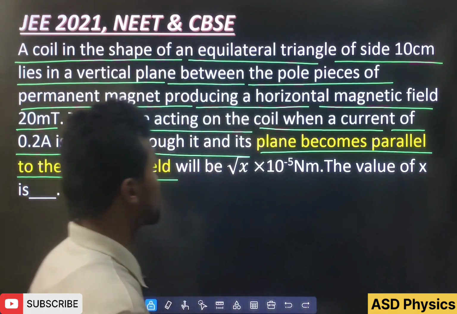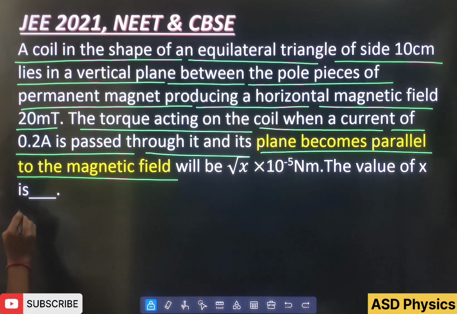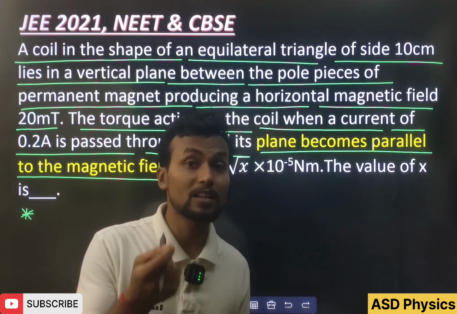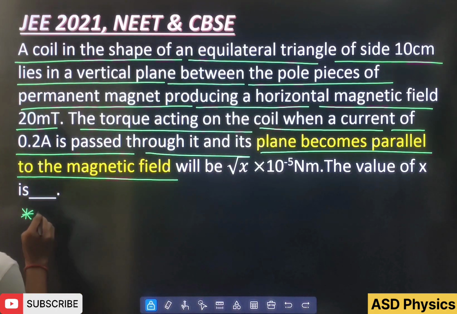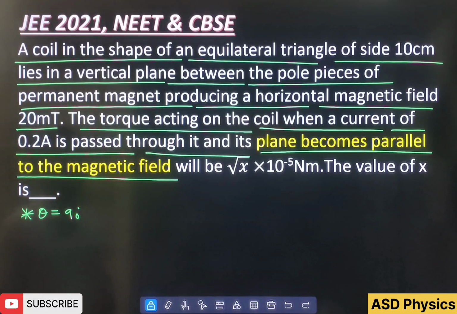See the keyword: plane becomes parallel to the magnetic field. What I told you in the starting, when they say parallel, the plane of the coil is parallel to the magnetic field. So at that time theta will be 90 degree. Remember that, it is the basic thing, otherwise the complete answer will change. Okay, so theta is 90 degrees.